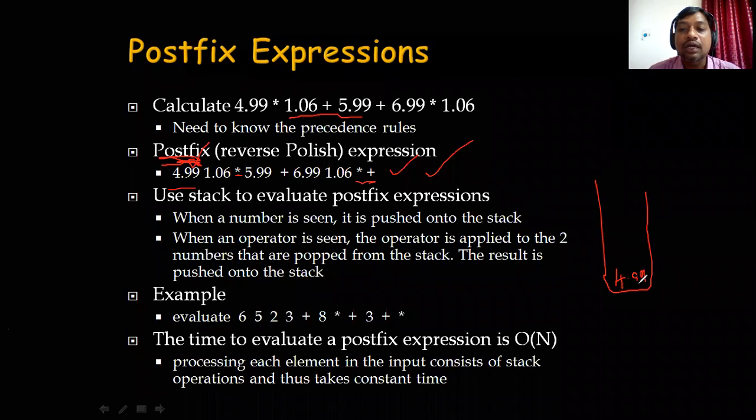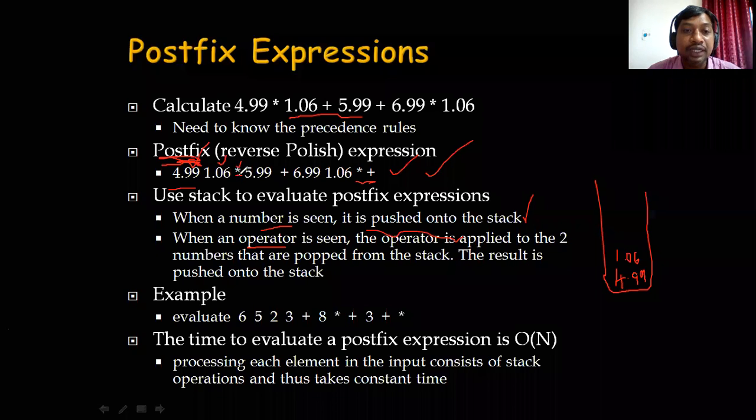Okay, and the next input that we have is 1.06. Since it is a number, it is pushed onto the stack. So the number is 1.06. Insert it onto the stack.